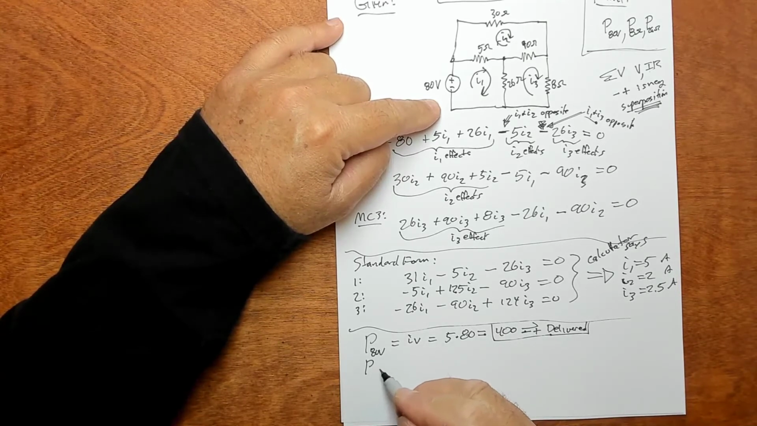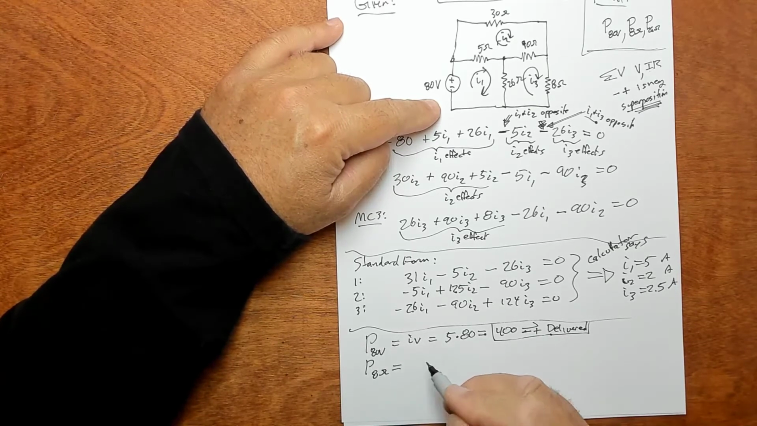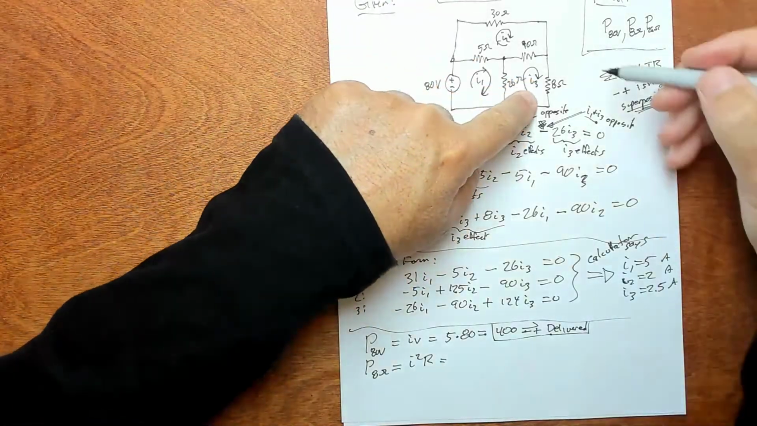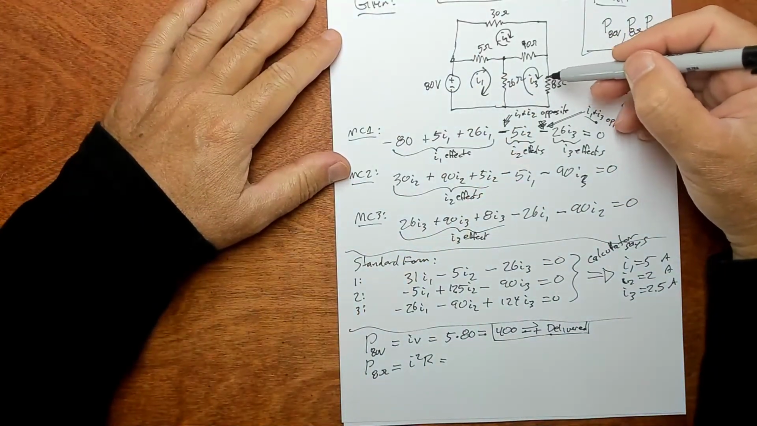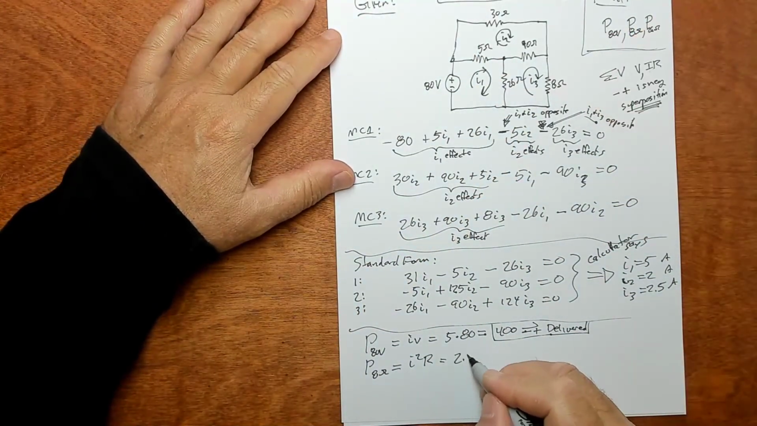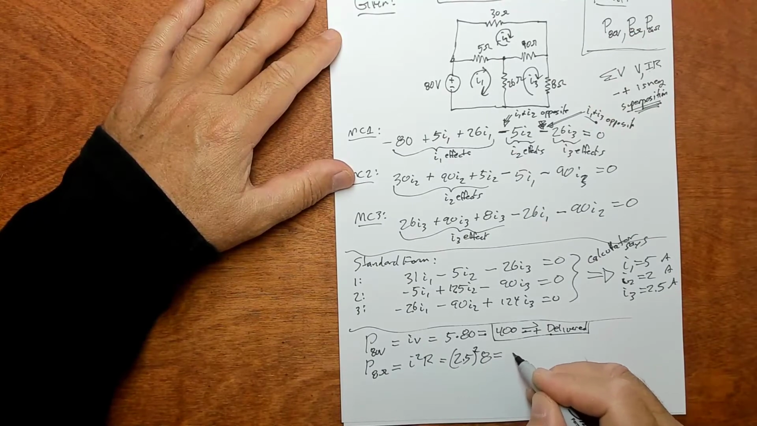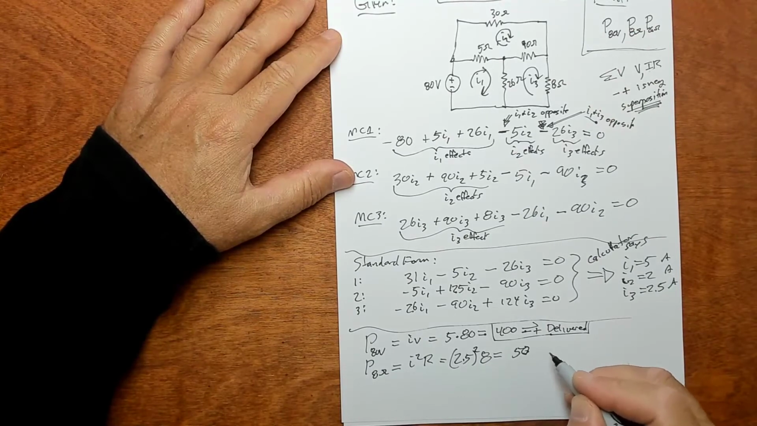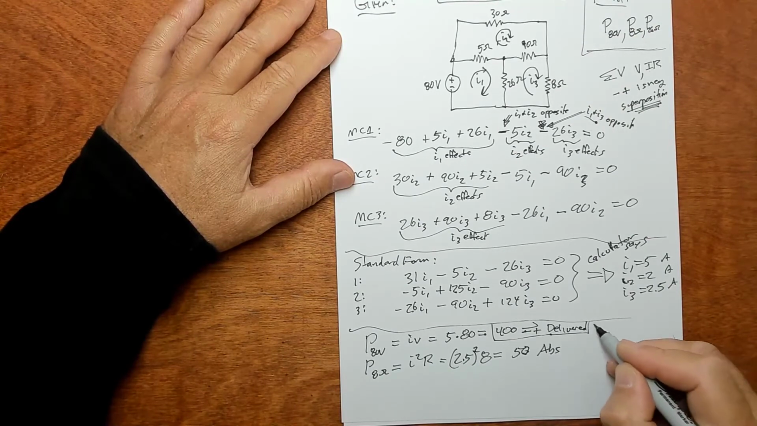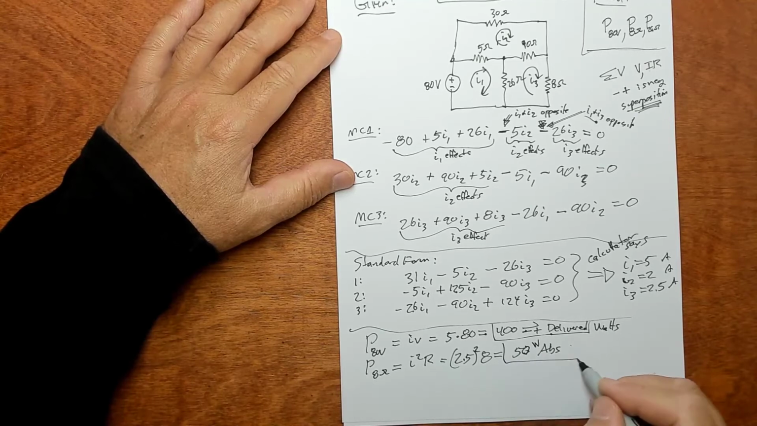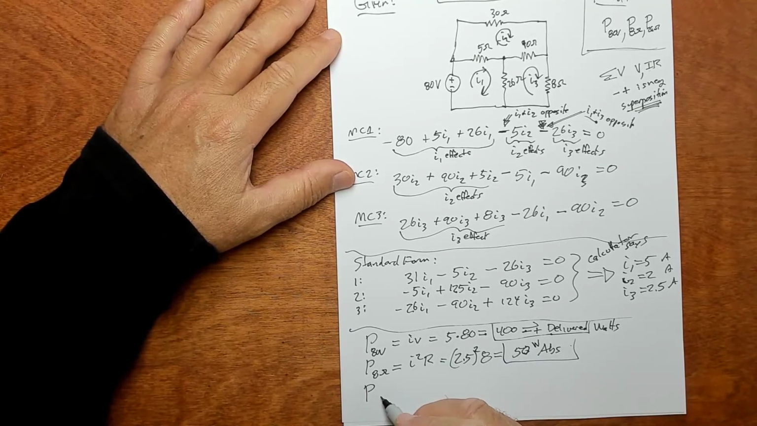Then the power in the 8 ohm device, we could use I squared R. The current through this 8 ohm device is just I3, so that's 2.5 squared times 8 ohms. So this is going to be 50 watts absorbed. And the power in the 26 ohm resistor.